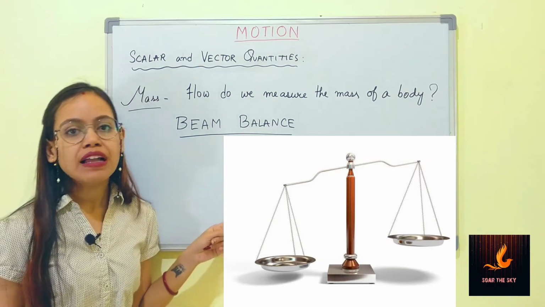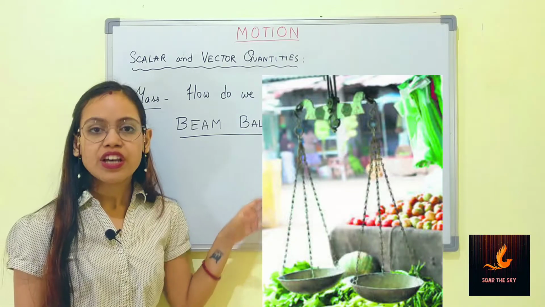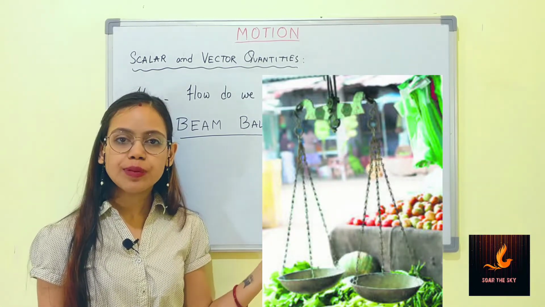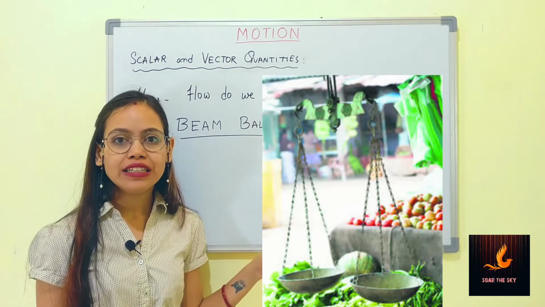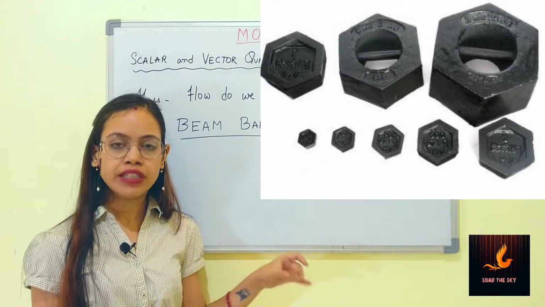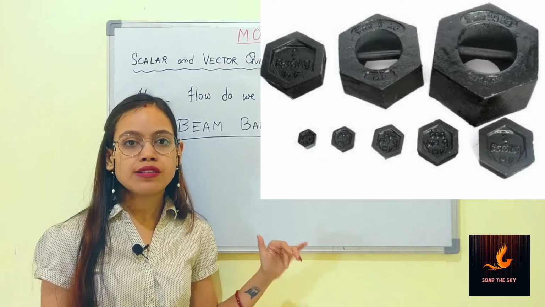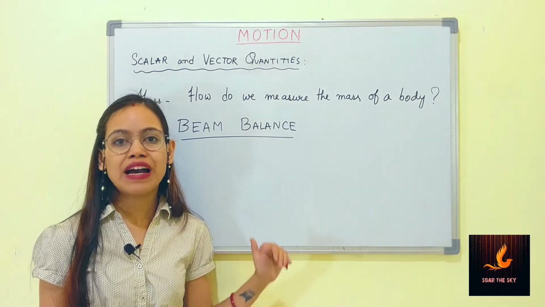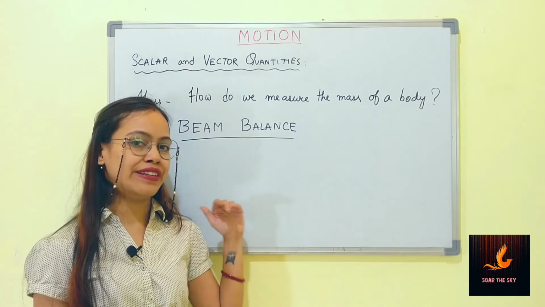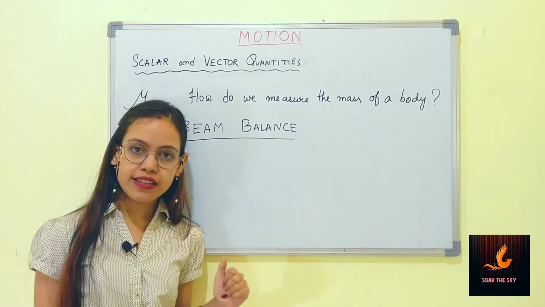So in this beam balance, when we are supposed to measure the mass of a body, we put the body in one of the pans, and in the other pan we use standard masses of different values which are certified by the government, to measure the mass. As soon as both the pans are in equilibrium or balance, they are in the same straight line, we will be able to know what the mass of the body is.